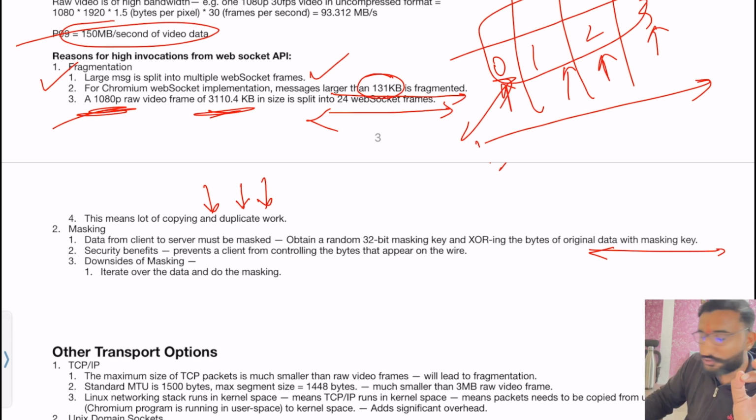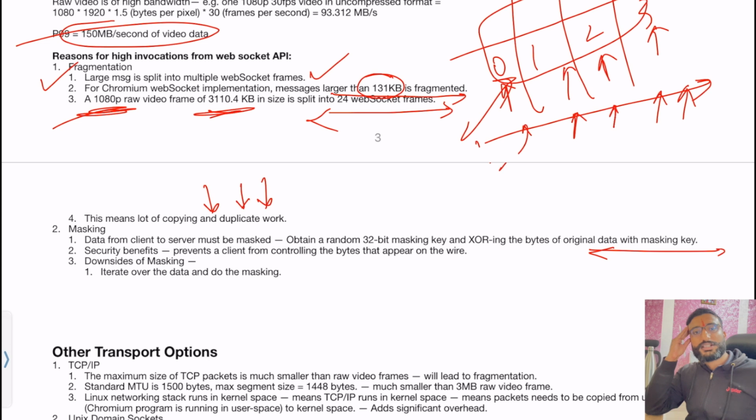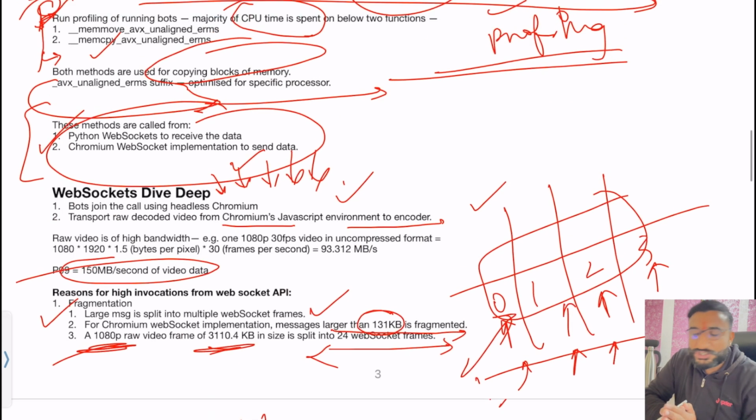Downsides of masking: you will have to iterate over this data to mask it. So this might not be a bottleneck for features in which there is no heavy copying of data, but in the case of, let's say, 150 MB of data per second, this is huge work. This is the main reason why this issue is happening.